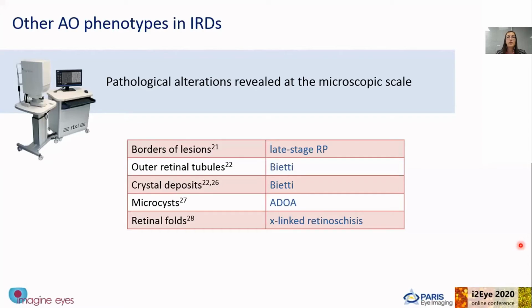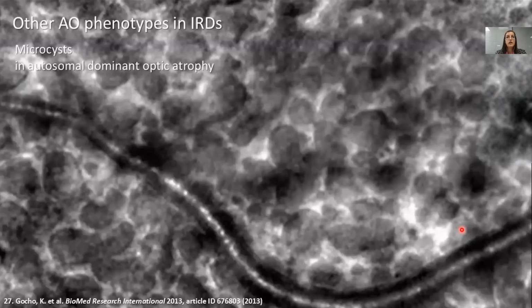So apart from the cone mosaic, other pathological alterations in the retina were observed at the microscopic scale. A striking example is this ADOA case with microcystic structure in the inner retina. So these bubbles, these microcysts, were visible with the RTX-1 even when they were not detectable on OCT-B scans.